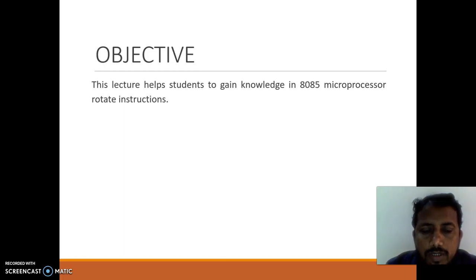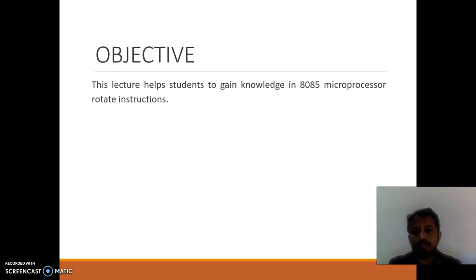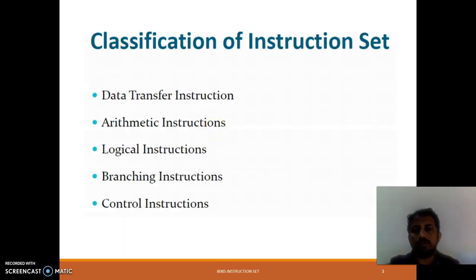So first, the objective of this lecture is to help the students gain knowledge of the 8085 microprocessor rotate instructions. What are the different types of rotate instructions? What are they used in designing programs? That would be discussed in this lecture. Rotate instructions belong to the category of logical instructions.